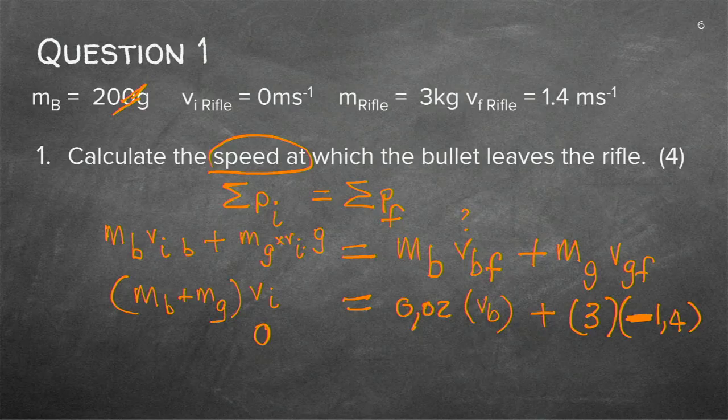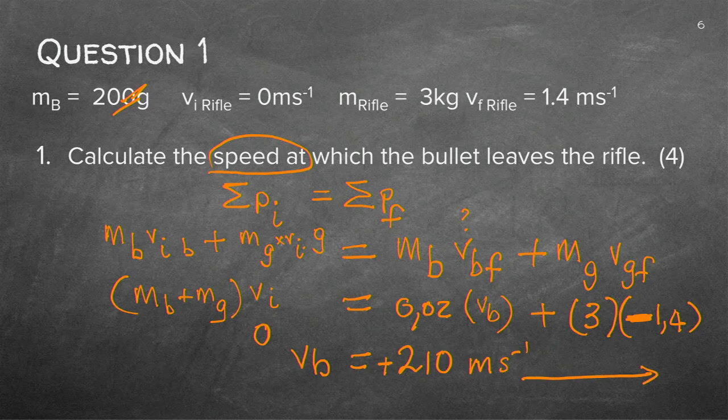And now I've got to find the final velocity of the bullet, and you can do the math and you should get an answer of 210 meters per second, and the answer will be positive because it's going that way. Let me just quickly show you. If I take this value that side, it's going to come negative, and if I then divide it with this answer, it's also going to be negative. You see, I'm going to get a positive answer.